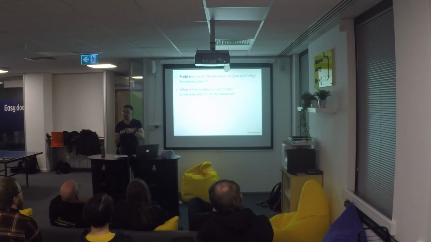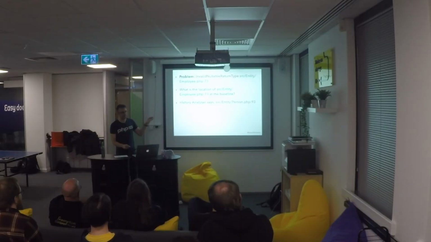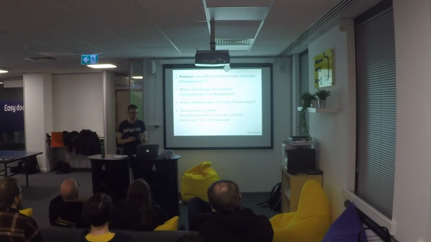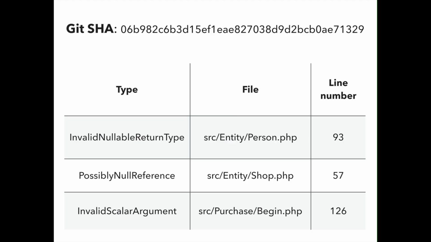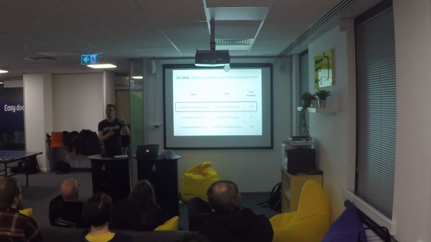Using Git, we can work out where that line was in the baseline. And if it is in the baseline, our history analyzer, which is some internal bit of Saab, will say, at the time you took the baseline, this line of code was actually line 93 in person.php. And then we say, well, in our baseline, did we have a problem, invalid nullable return type at line 93 on person.php? So we go back and have a look at it, and yes, we do. So in this particular example, we're pretty confident that that issue was actually in the baseline.